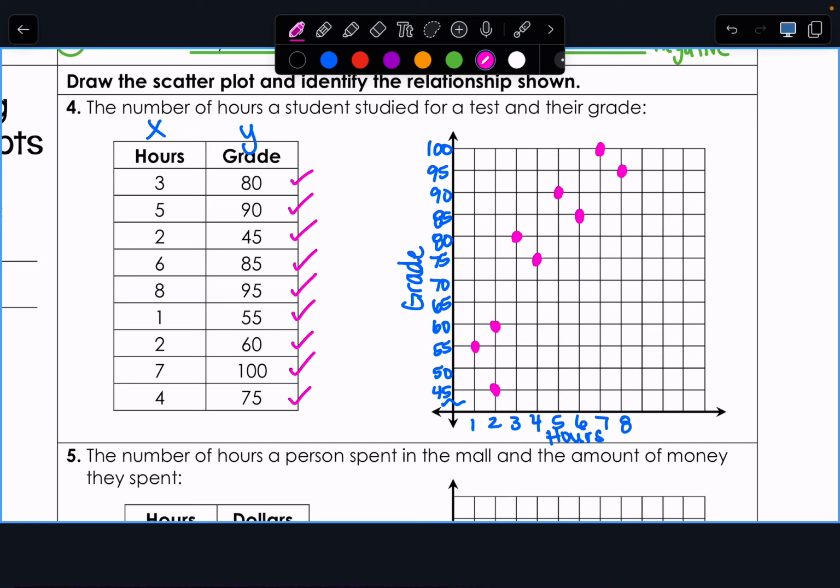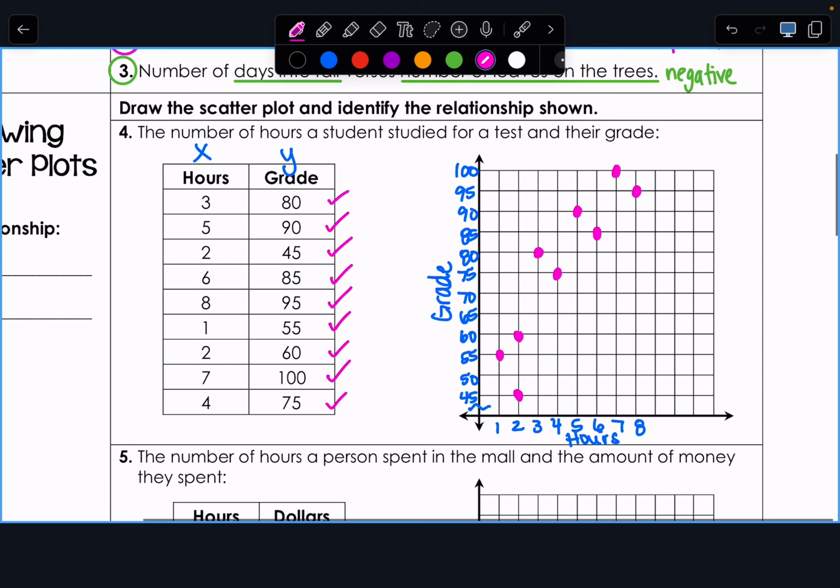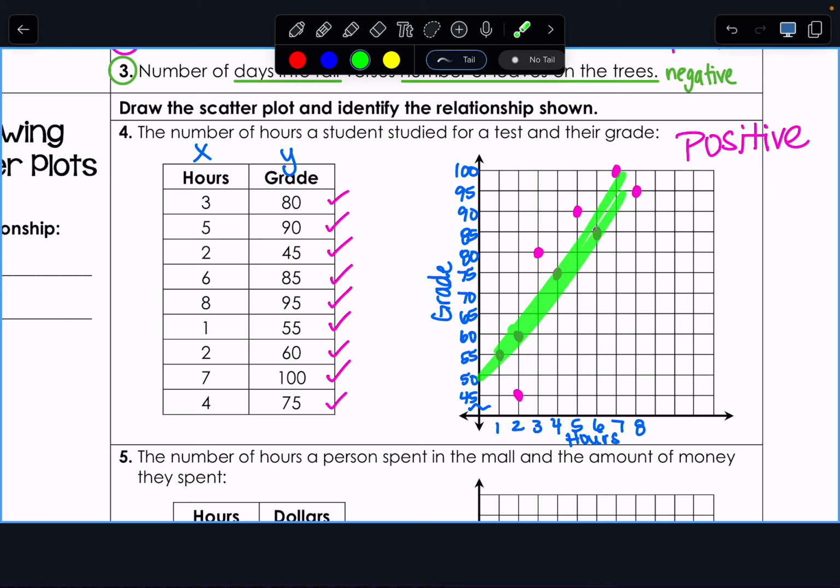So they asked 9 people in the class, how long did you study for this test? And they kept track of their grade. We have those 9 data points graphed. What kind of relationship is there? Positive, negative, or none? Positive. It's not perfect, but we have a linear trend with a positive slope.